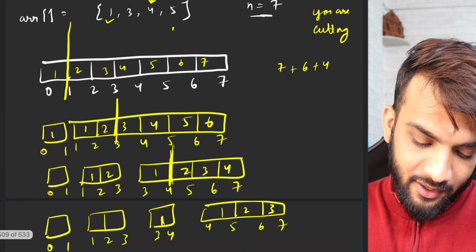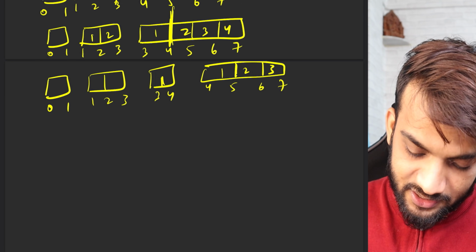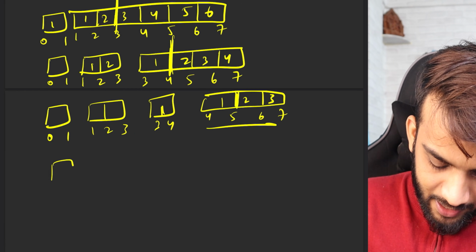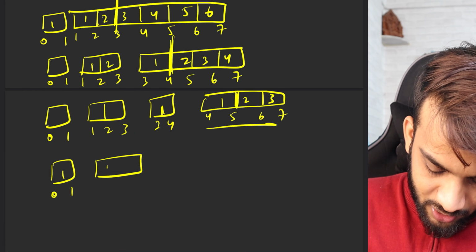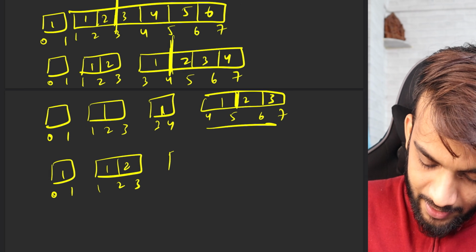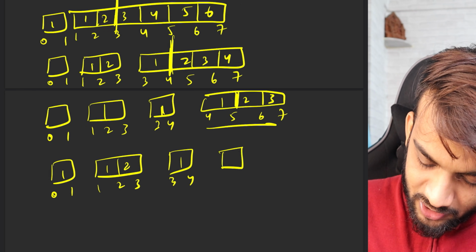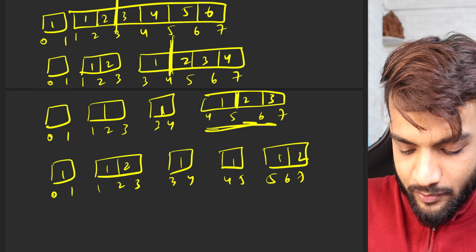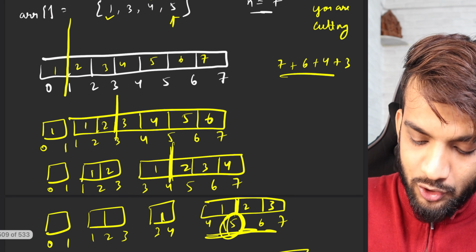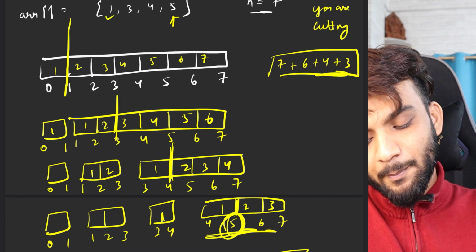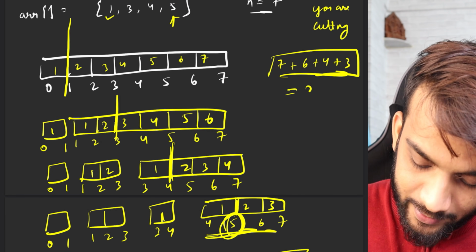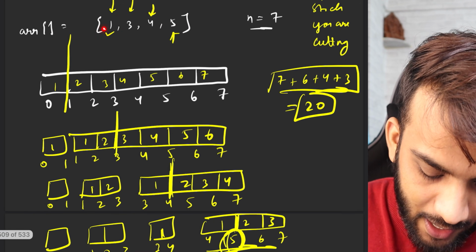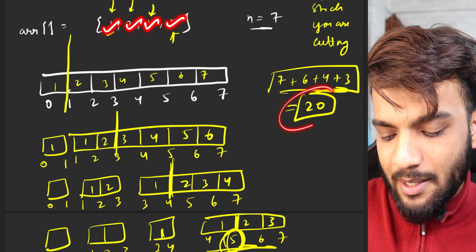Next, I say cut it at 5. If I'm cutting at 5, this stick is of length 3, so I'll require a cost of 3. I'll cut it here, and I will have a stick of length 1 and a stick of length 2. So the total cost you will require is 7 plus 6, 13, plus 4, 17, plus 3, equal to 20. This is the cost you required if you went by cutting at 1, 3, 4, 5. The cost came out to be 20.